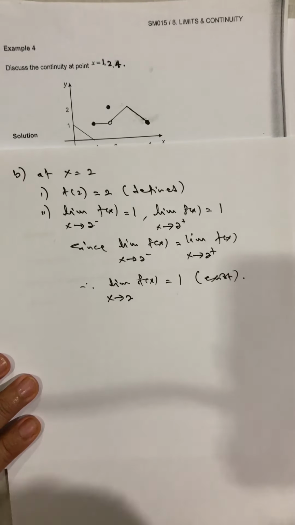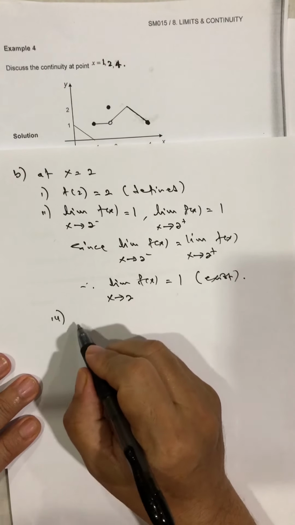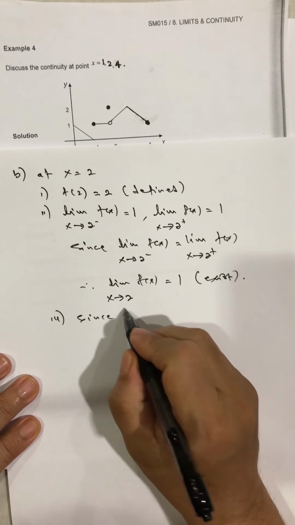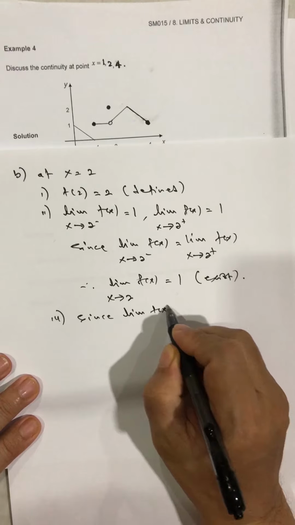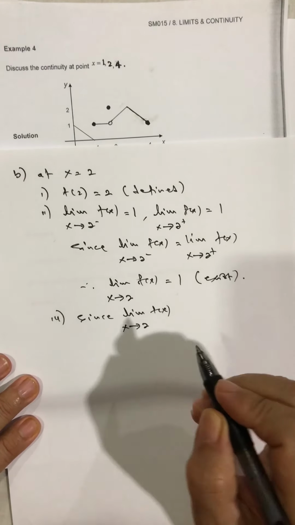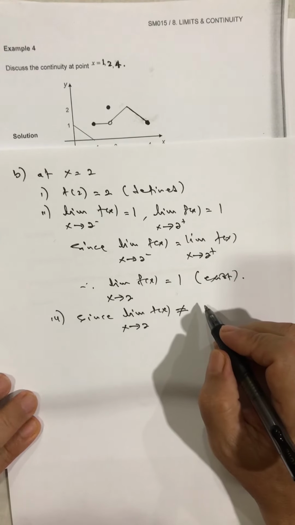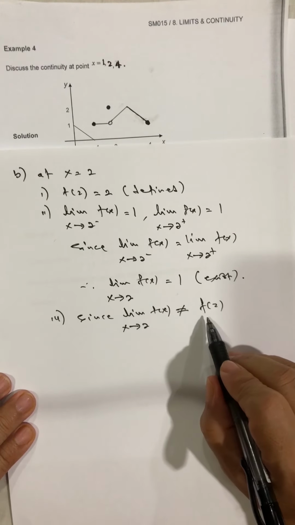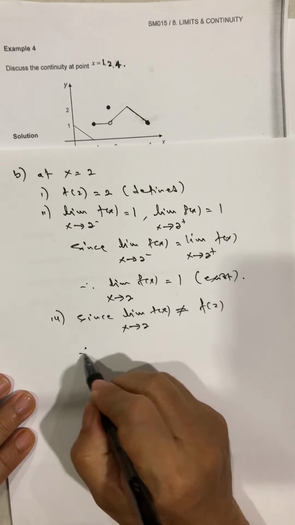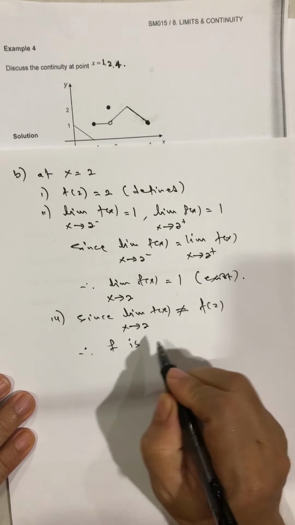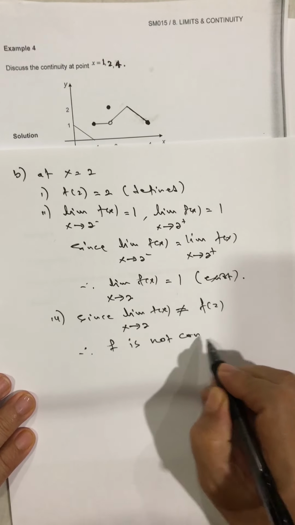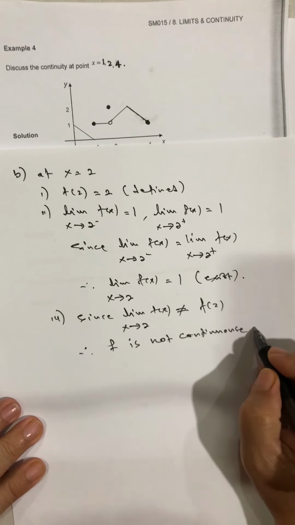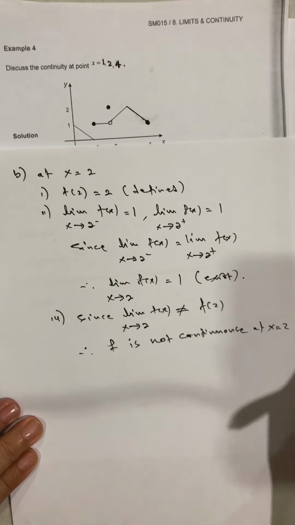And number 3, since the limit of f(x) as x approaches 2 is not equal to f(2), the value of f(x) at x equals 2, we can say that f is not continuous at x equals 2.